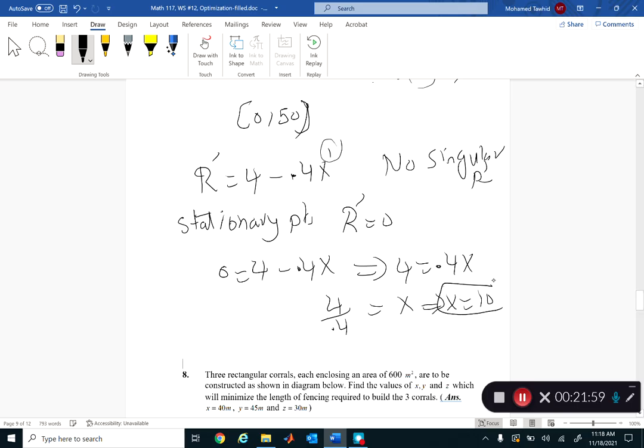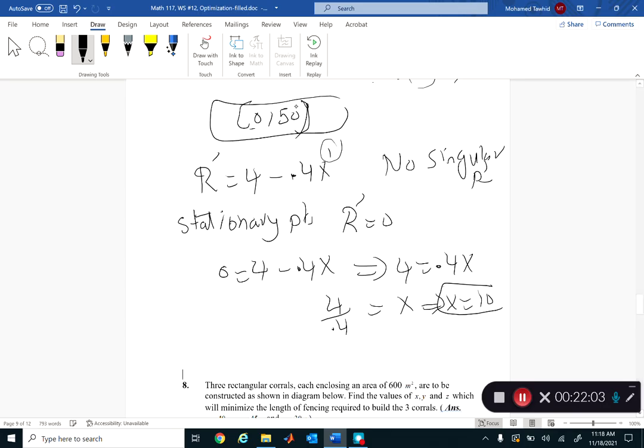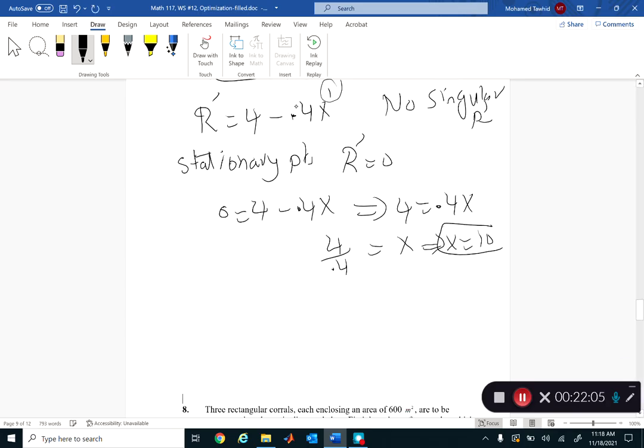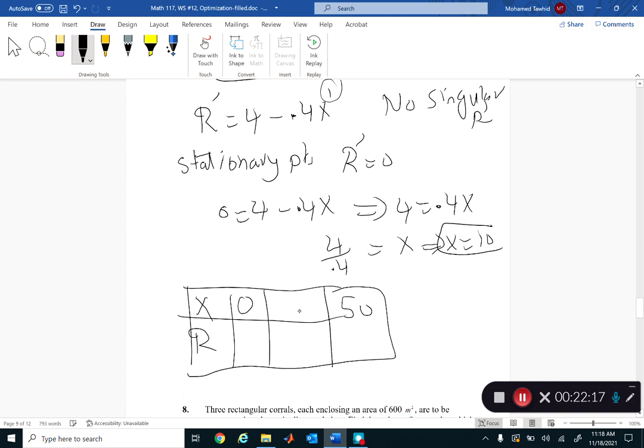Is 10 inside the domain? Why, yes. What is the domain? 0 to 50. All right, so now what is the end to finish this problem? I have to make a table, right? That is your x, and that is your r. And then you have 0 here, you have 50 here, and you have 10 here.